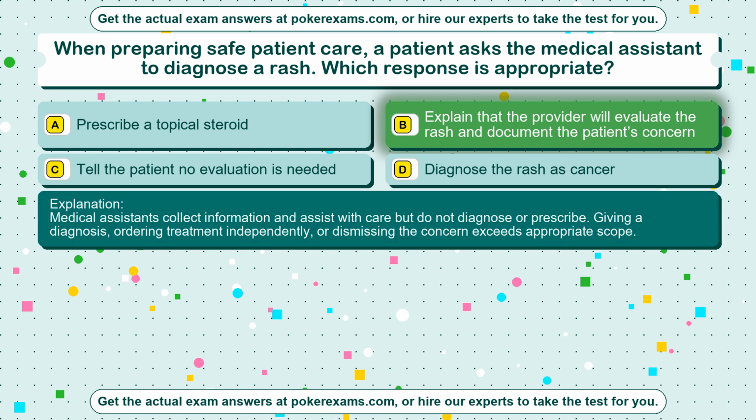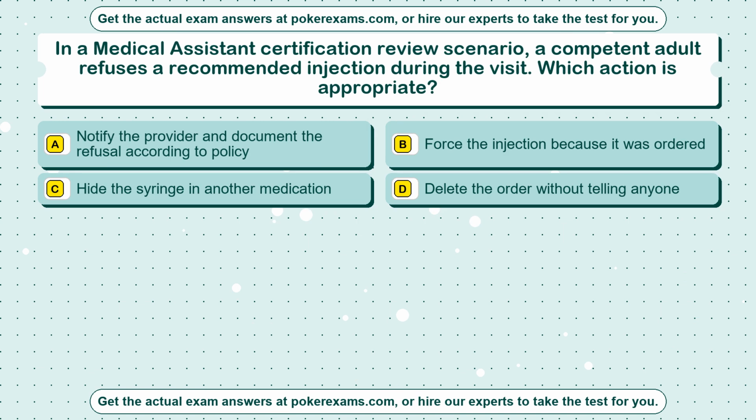Medical assistants collect information and assist with care but do not diagnose or prescribe. Giving a diagnosis, ordering treatment independently, or dismissing the concern exceeds appropriate scope. Question 77. In a medical assistant certification review scenario, a competent adult refuses a recommended injection during the visit. Which action is appropriate? Option A, notify the provider and document the refusal according to policy.